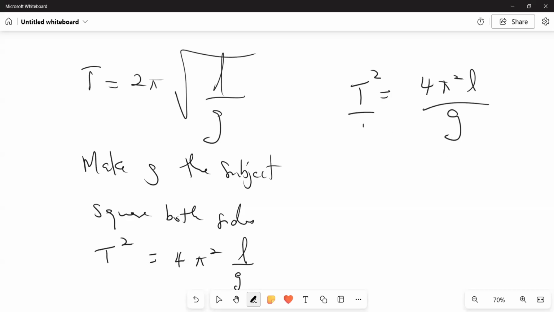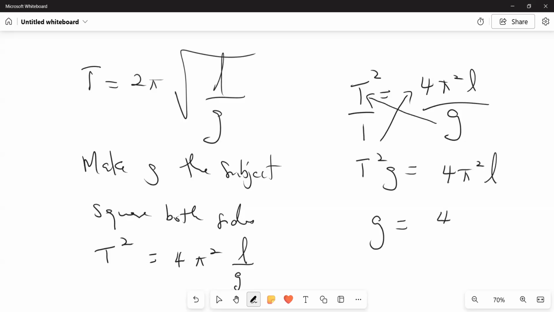What I would do now is put this over 1 and cross multiply. So you end up with T squared G equal to 4 pi squared L. And then you know the next step. You divide both sides by T squared. So you end up with G equal to 4 pi squared L over T squared. Right? So that's how you handle a square root sign. You try to square things to get rid of it.